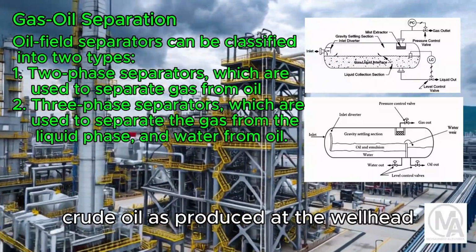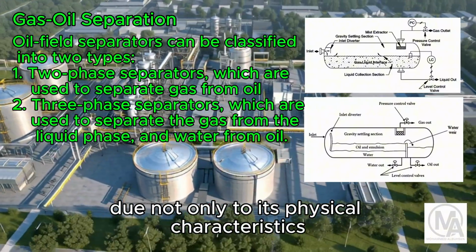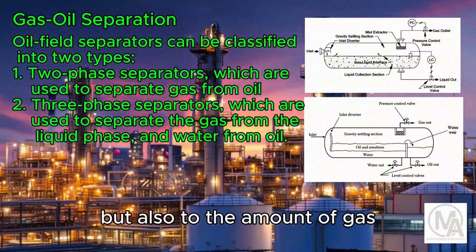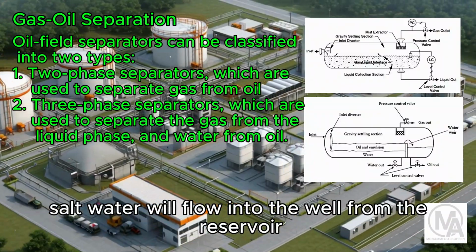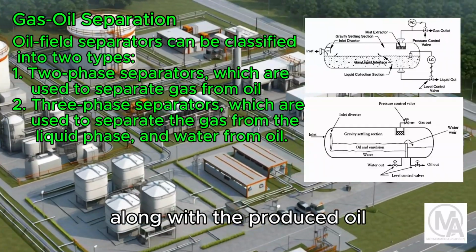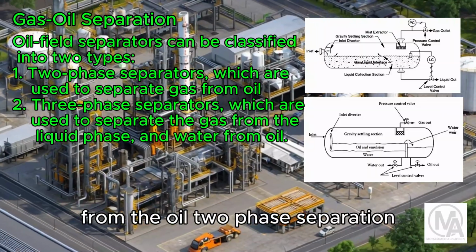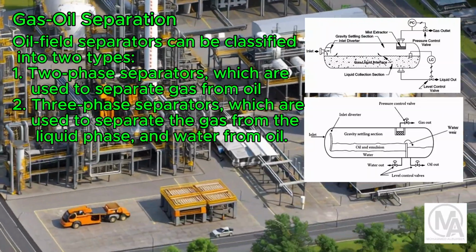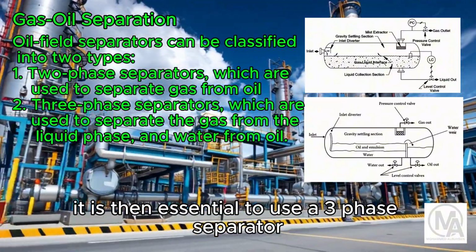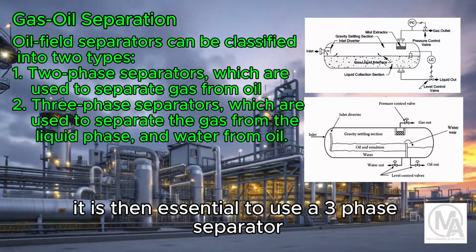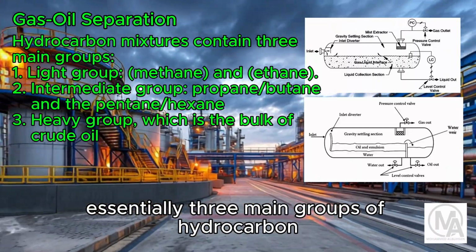Crude oil, as produced at the wellhead, varies from field to field, due not only to its physical characteristics, but also to the amount of gas and salt water it contains. In some fields, no salt water will flow into the well from the reservoir along with the produced oil, where it is only necessary to separate the gas from the oil, two-phase separation. On the other hand, when salt water is produced with the oil, it is then essential to use a three-phase separator.